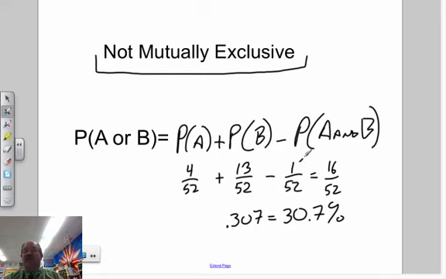Does that make sense? So this is my 3 of clubs. Okay, so there's that.